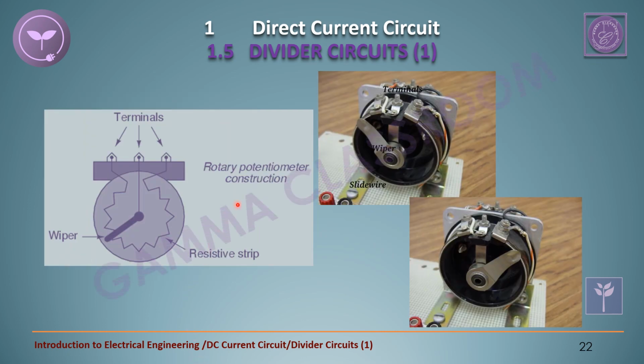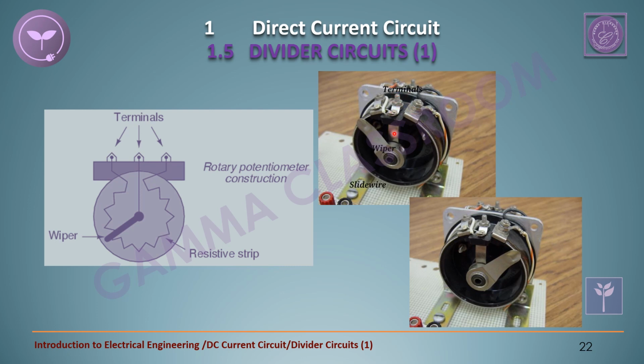Let's take a look at the rotary potentiometer construction. This is a resistor, which we call the resistive strip. From this point to this point we have terminal 1 and terminal 2, and terminal 3 here. In the middle, they have the wiper. The wiper can move this way or that way, both directions.